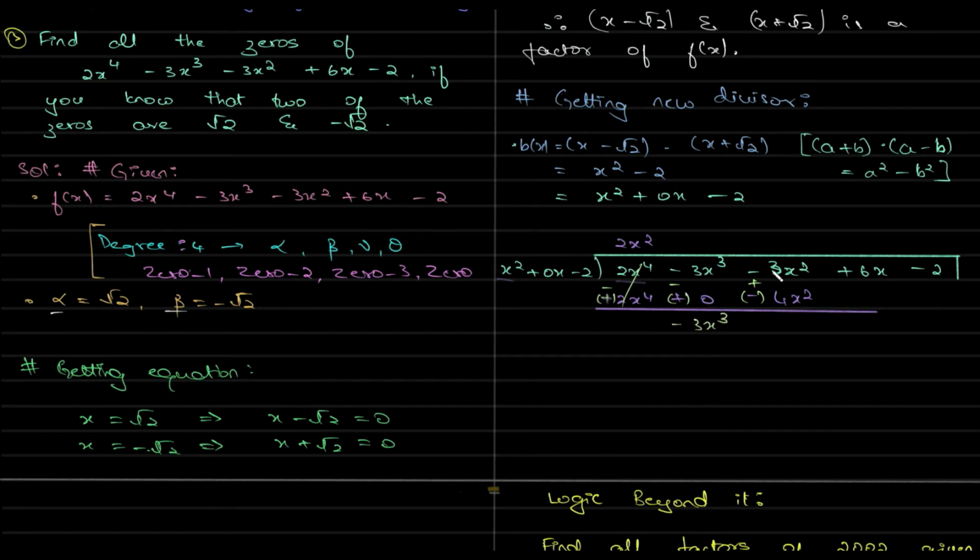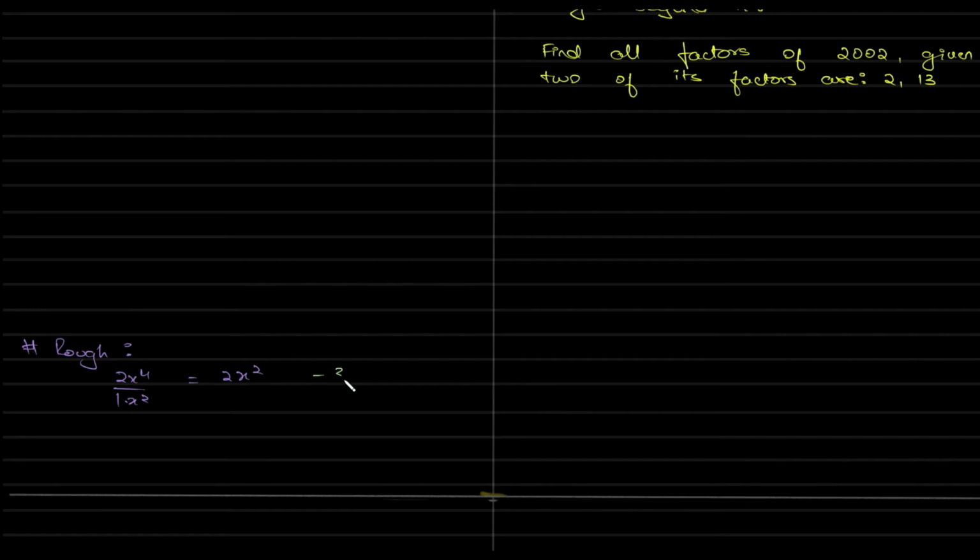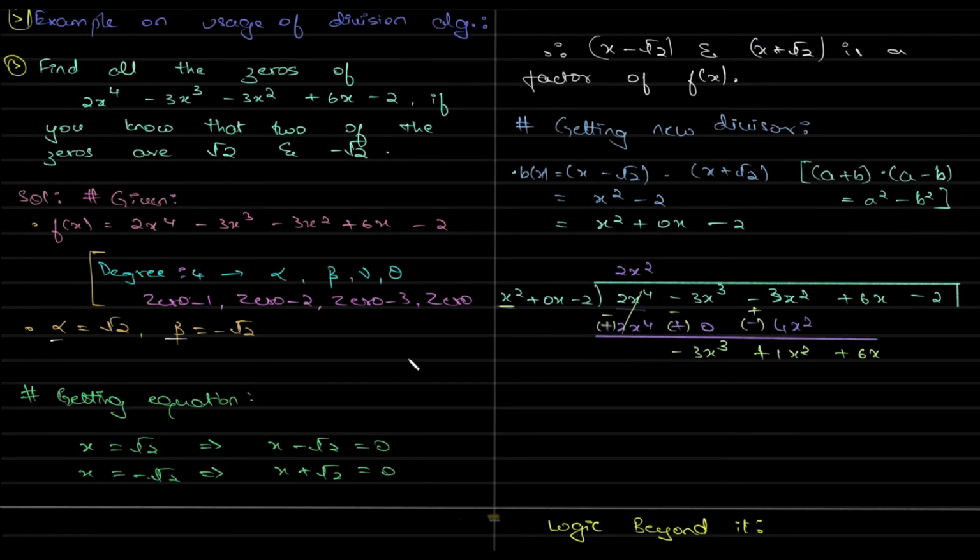Minus 3x square plus 4x square is plus 1x square. And just copy the next term. Next step is dividing x square with minus 3x cube. This is your new dividend. So minus 3x cube divided by 1x square: minus divided by plus is minus, 3 divided by 1 is 3, x cube divided by x square is x. So we have minus 3x.